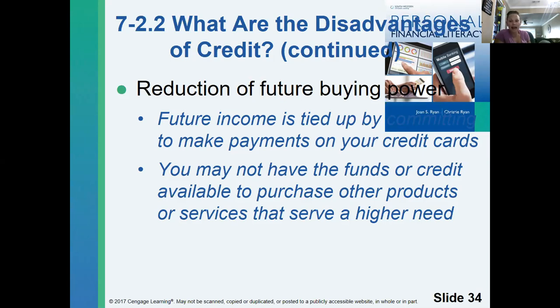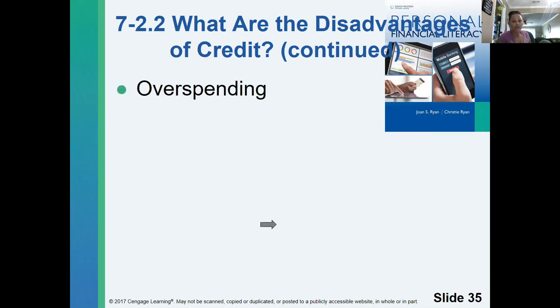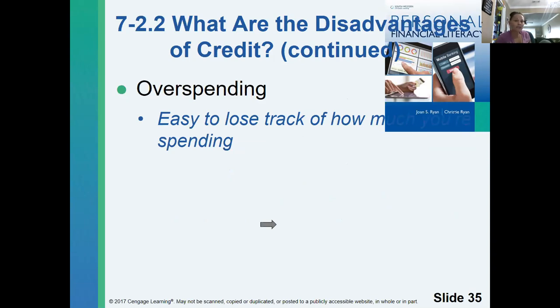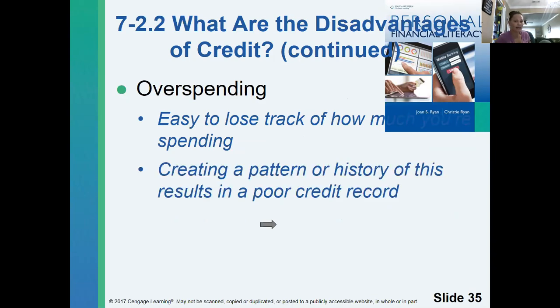In a home, sure, that's a high need. But if it's something that isn't a high need product and you use your credit card because you go to Starbucks today and then McDonald's tomorrow, then you go on a Target run, did you need all of those things, where now you're committing to paying that credit card off and something else comes up where you don't have the cash for it? Now you might have to use your credit card again, which leads to overspending. It's easy to lose track of how much you are really spending. So you can create a pattern or history of this, which results in a poor credit record.